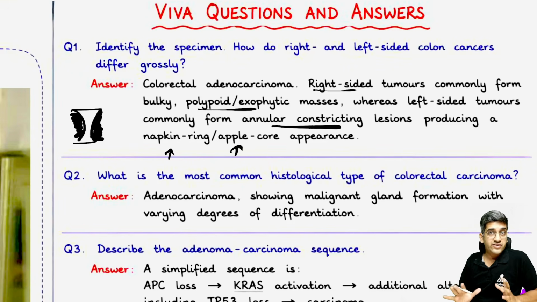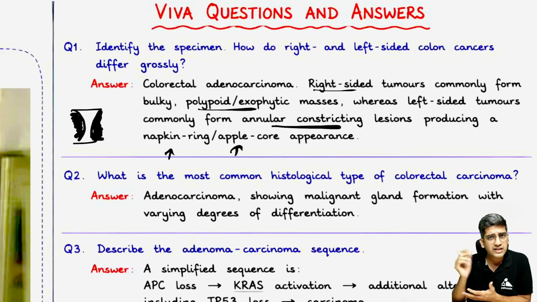Because of this right and left side difference, the left side colon tumors generally present with obstruction because of stricture. Right side, they are ulceroproliferative masses. It's very hard for them to obstruct. They might present with tiny amounts of blood loss, classical iron deficiency anemia, right? Again, based on the gross appearances, right?